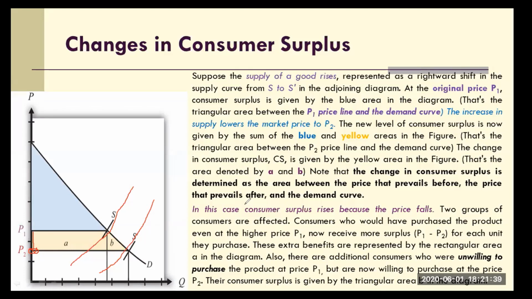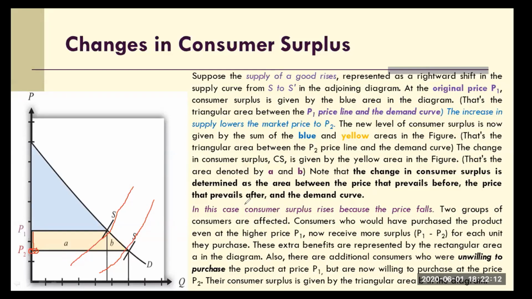The change in consumer surplus, that is the yellow shaded area, is given by the yellow area in the figure. That is A plus B. Note that the change in consumer surplus is the area between the price that prevails before and the price that prevails after, under the demand curve.